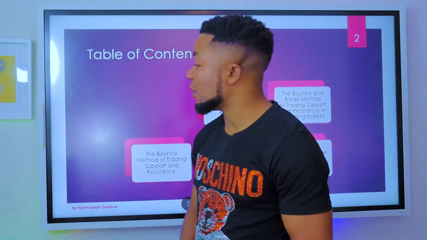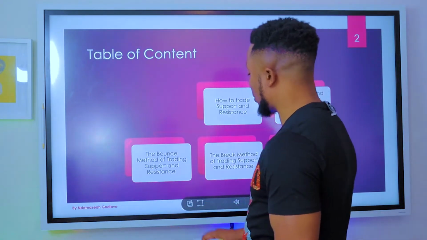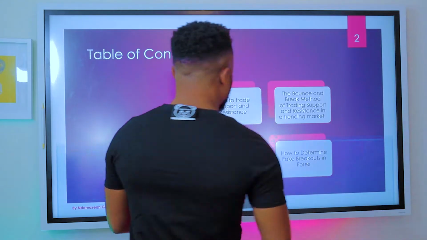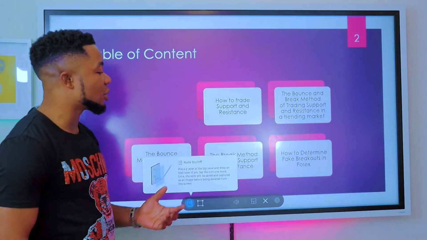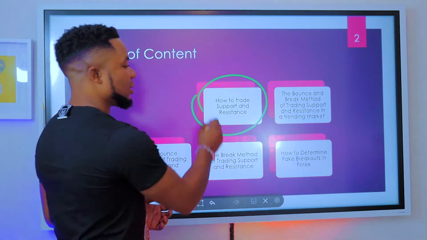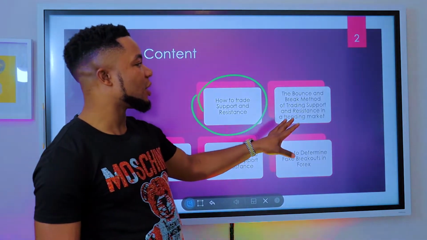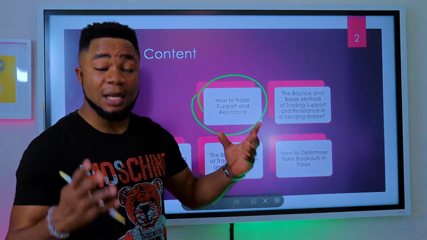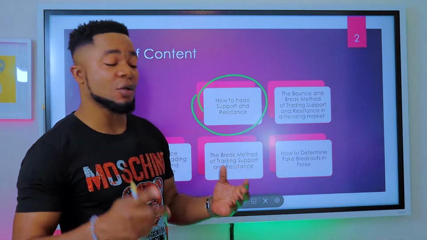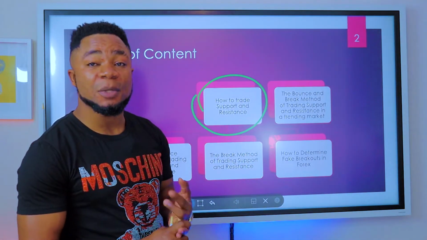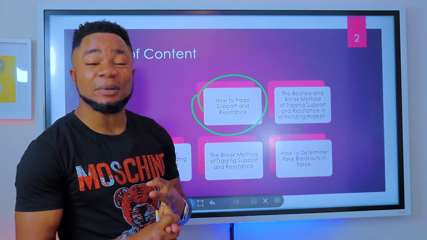What do we have in today's video? We're just going to be going straight to the point. You can see on the table of contents, we're going to be talking about how to trade support and resistance. Then we'll talk about the bounce and the break method. Because when it comes to trading support and resistance, there are two methods. You can either use what we call the bounce method or the break method.